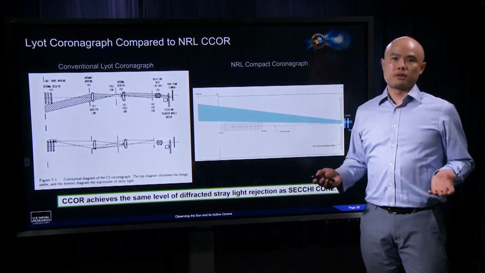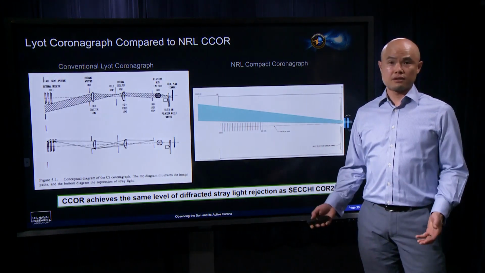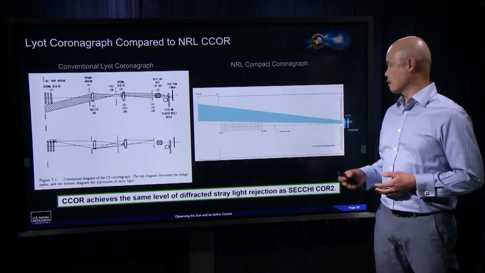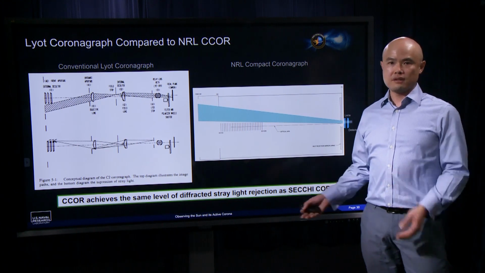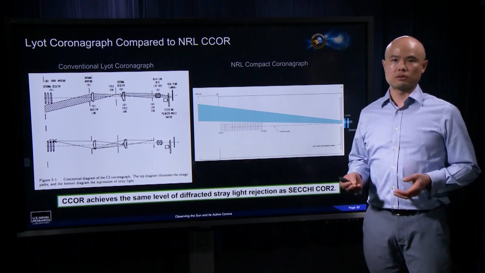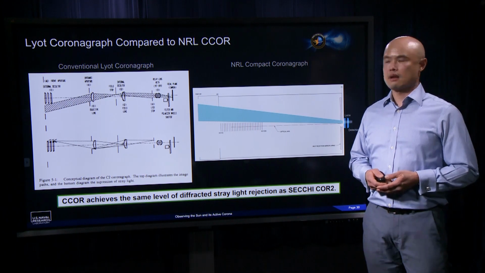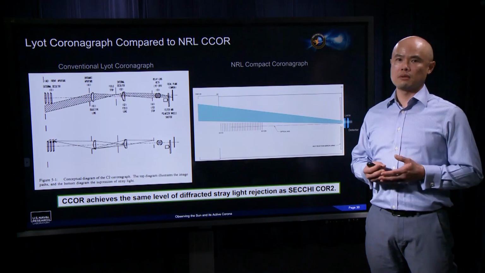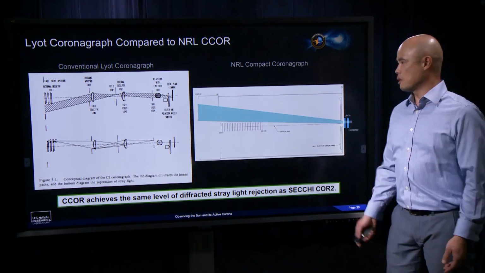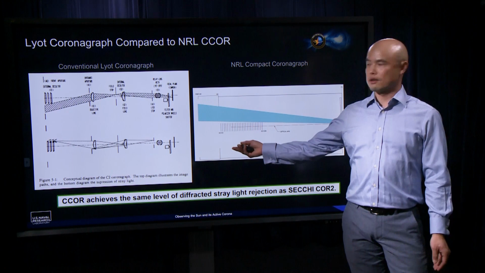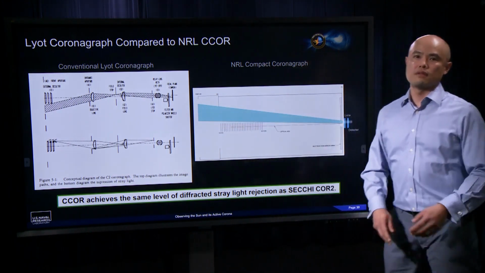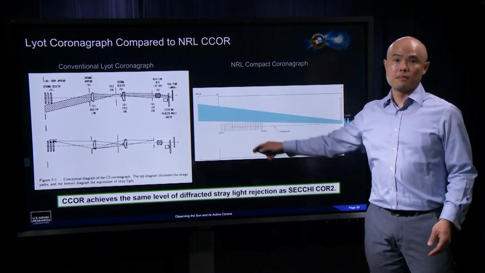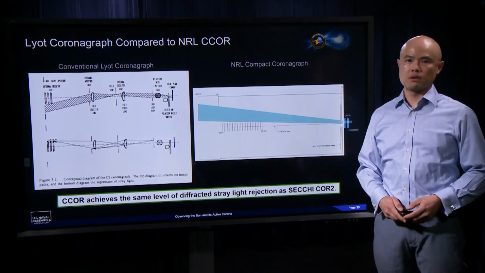We applied first principles understanding of Fresnel diffraction physics with some creative optomechanical engineering to create a coronagraph design that achieves the same level of diffracted stray light or background rejection as STEREO SECCHI COR2, but with far fewer optical elements and at half the size. So we basically threw out many of the internal optical elements of the LEO coronagraph and replaced them with a single multi-disc occulter, as shown here on the right.